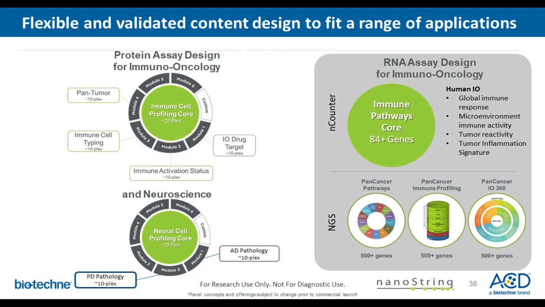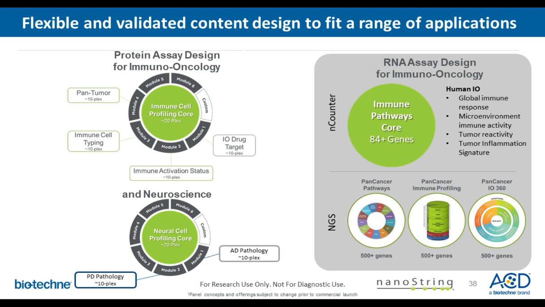On the right is the RNA assays, the spatial RNA, which is really a large focus of today's discussion. So we really just dipped our toe in the water here. We have an 84-gene immune pathways core, and that is focused on human IO and looks at things like immune response, as well as that 18-gene tumor inflammation signature that I discussed at the very beginning in the Merck paper. And then you can add custom content to that as well.